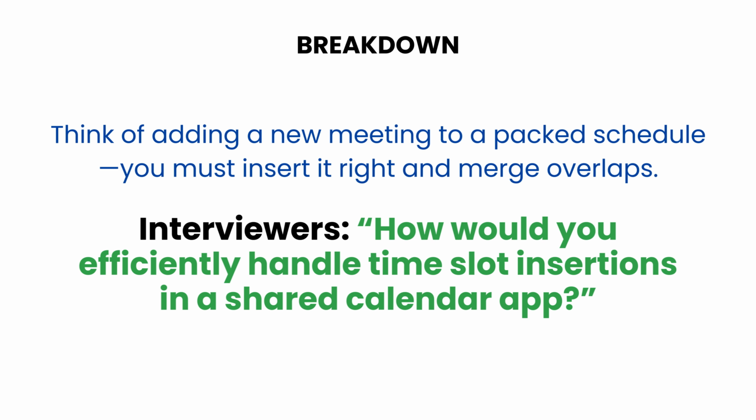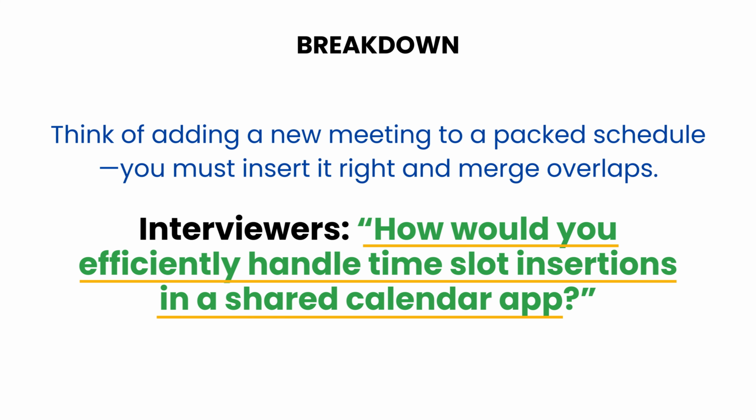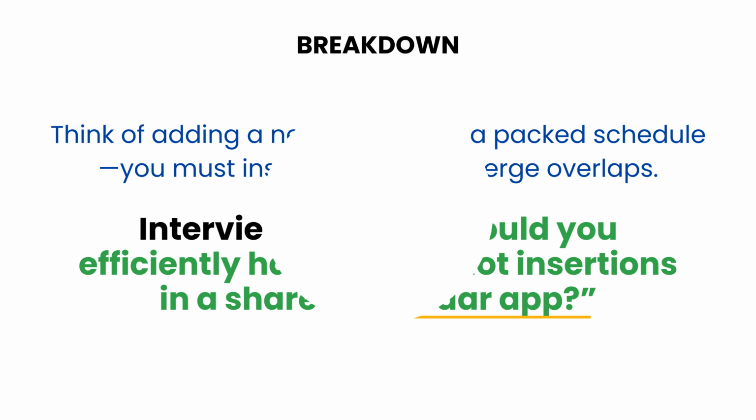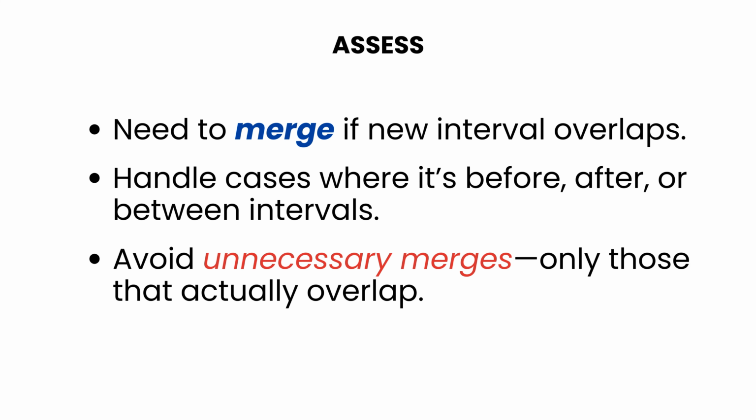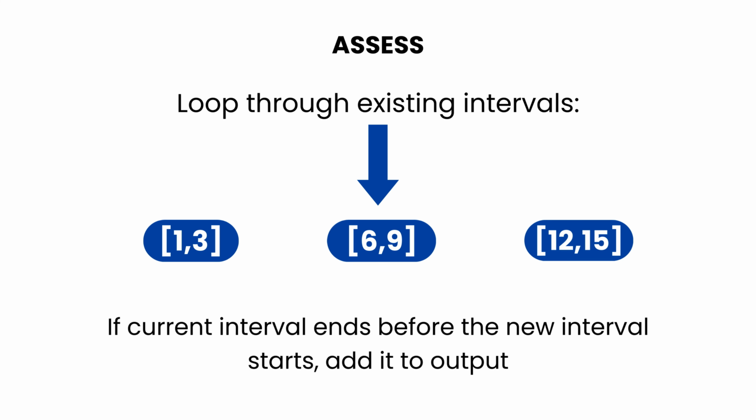Think of adding a new meeting to a packed conference room schedule. You have to insert it in the right spot and merge if there's any overlap. Interviewers might ask, how would you efficiently handle time slot insertions in a shared calendar app? What's tricky? You need to merge if the new interval overlaps with any existing one. Carefully handle cases where the new interval is before, after, or in between intervals. Avoid unnecessary merges; stick to intervals that actually overlap.